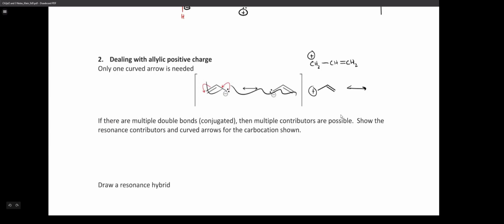So the electrons will go there. And again, I'm not done, because if we started with a positive charge, there has to be a positive charge somewhere. And it would be right there.